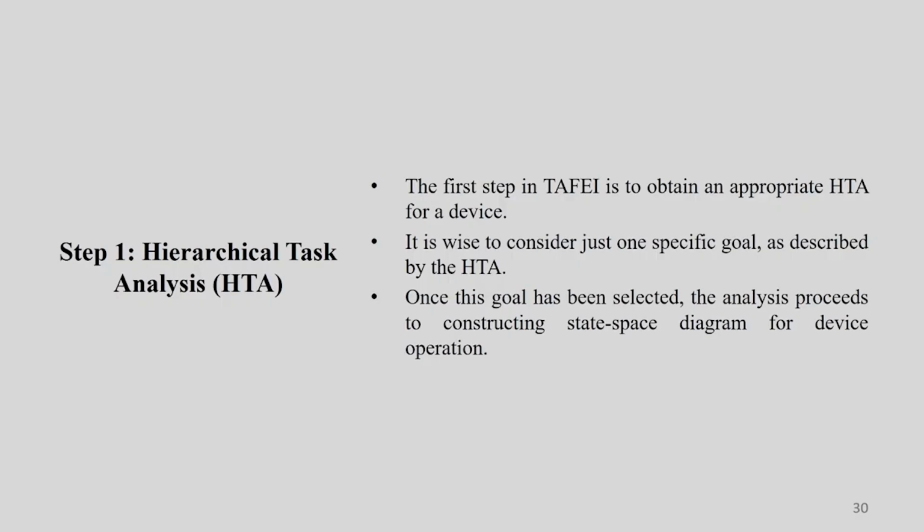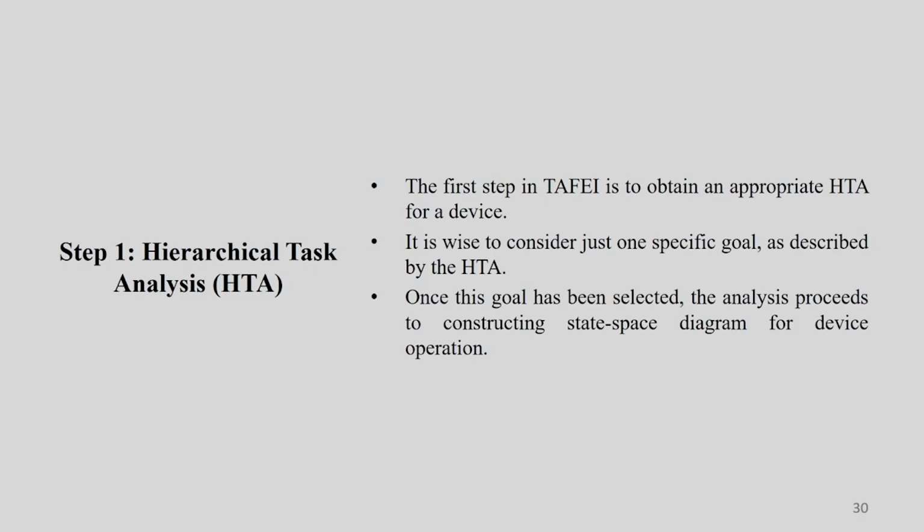So basically we have three major steps to be followed in TAFEI. First is HTA from the human activity perspective, then the state space diagram, and then the transition matrix. Let us do it in detail. As I mentioned, without HTA we cannot go ahead. So once the goal of this particular task is selected, the analysis proceeds to constructing the state space diagram for the device operation.